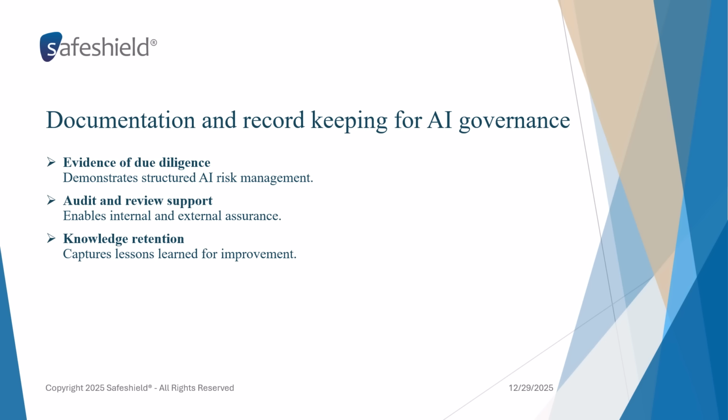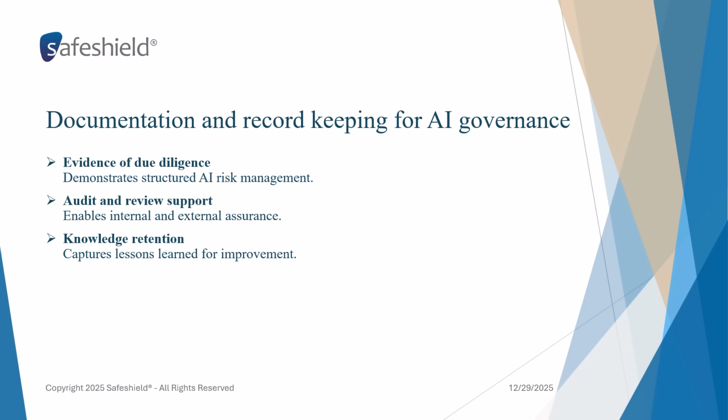Documentation and record-keeping are essential components of effective AI governance under the NIST AI Risk Management Framework. They provide objective evidence that AI risks have been identified, assessed, and managed in a structured, accountable, and repeatable manner. Without adequate documentation, AI risk management becomes informal, difficult to verify, and highly dependent on individual knowledge rather than organizational processes. Relevant documentation spans the entire AI lifecycle.